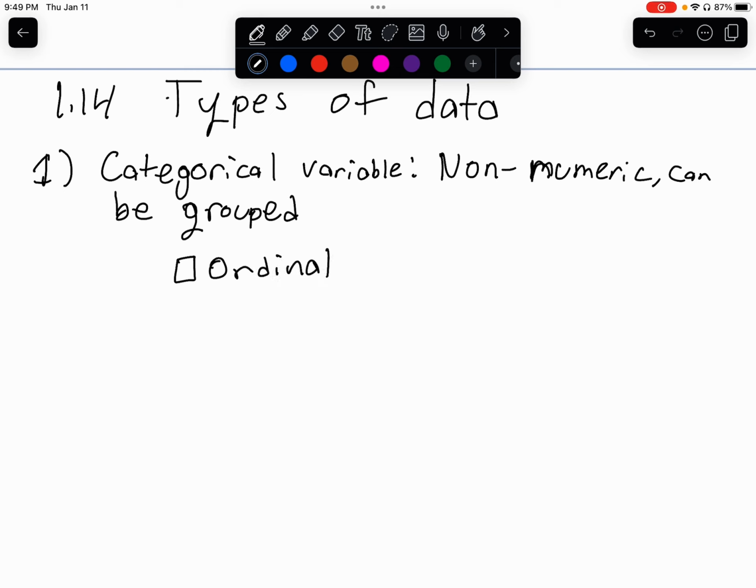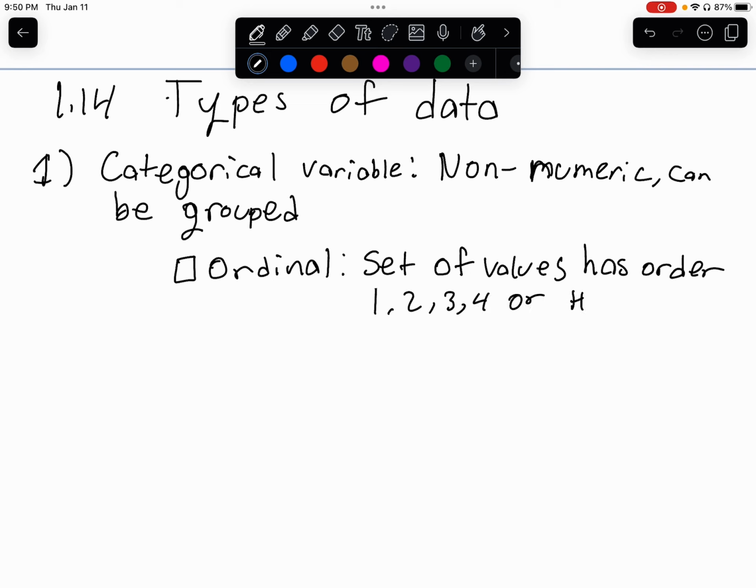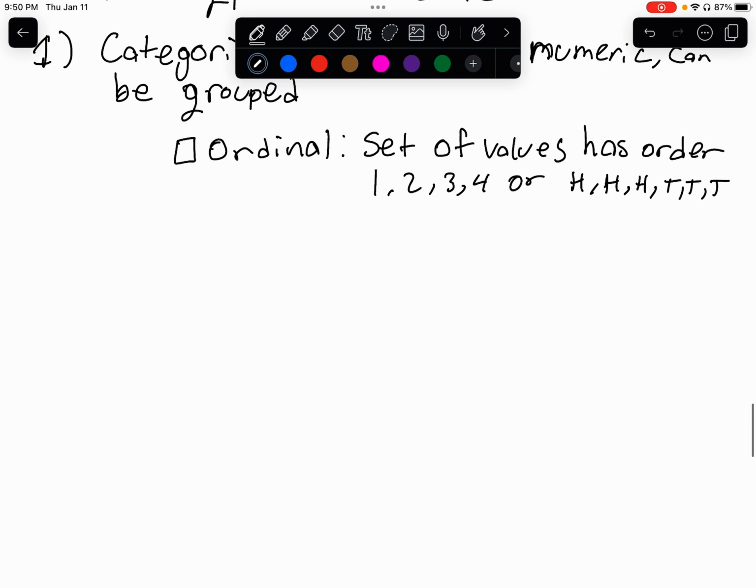Ordinal, if I said that correctly, is a categorical variable, but has a set of values that are possible, has order. So it could be 1, 2, 3, 4, or heads, heads, heads, tails, tails, tails. Let's say you have an even coin, 50% chance, and for 3 times you already know heads, tails, or instead of order, 1, 2, 3, 4. Right? It's going to go up in an order.